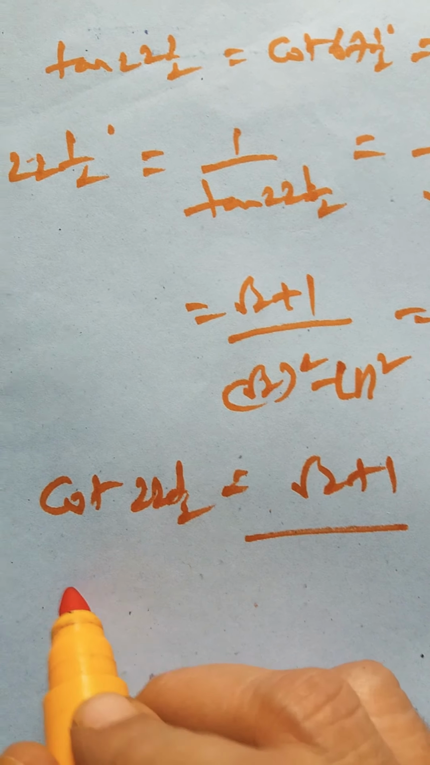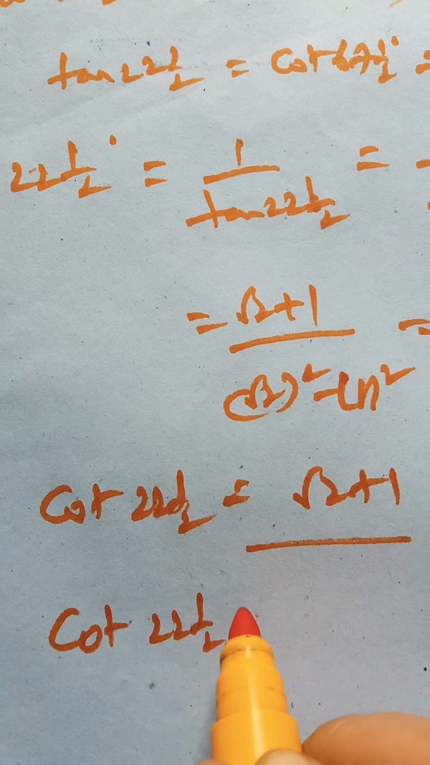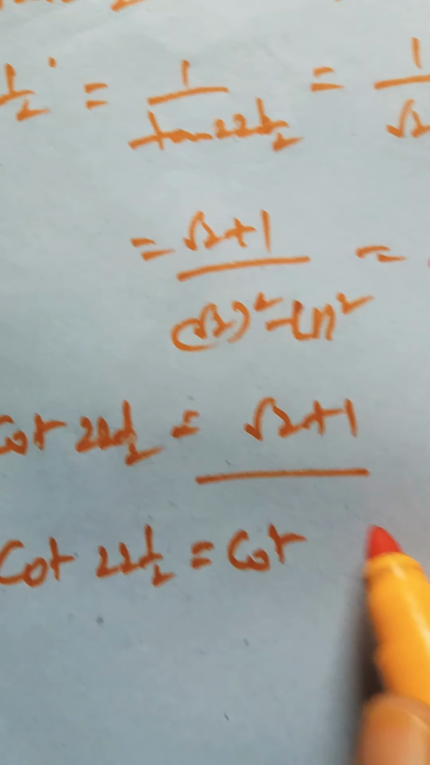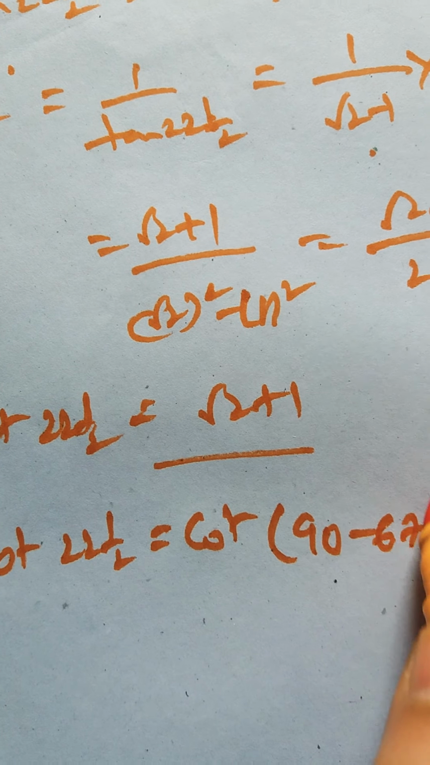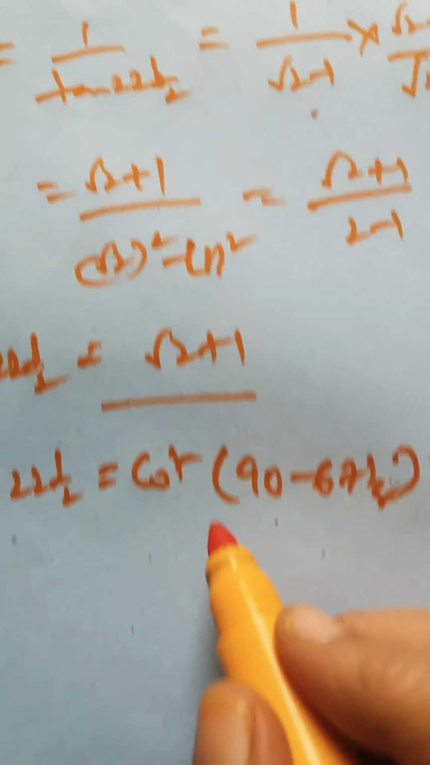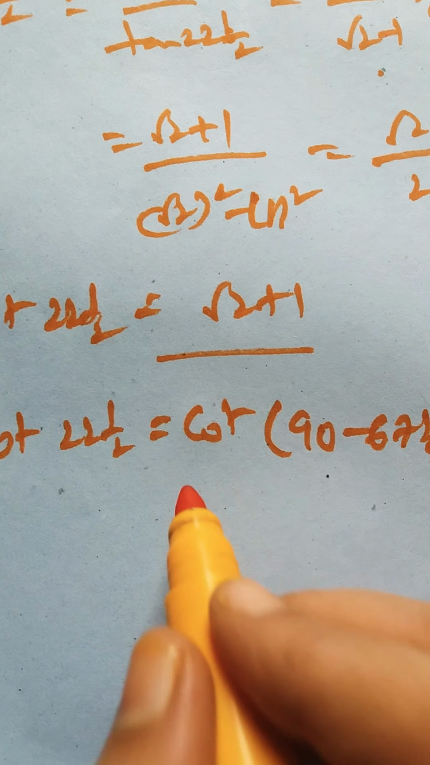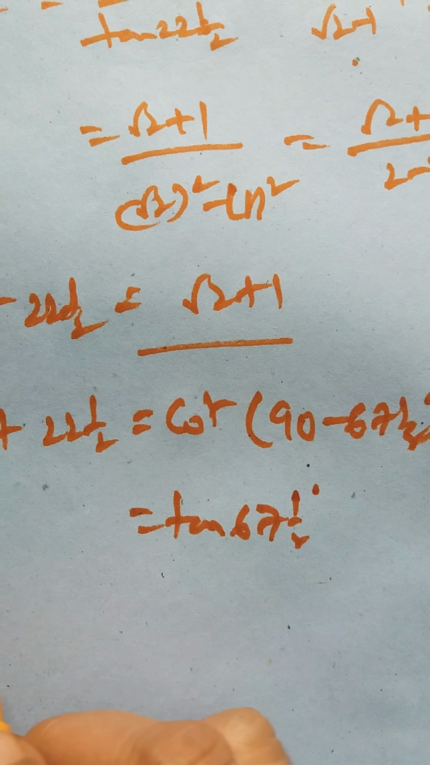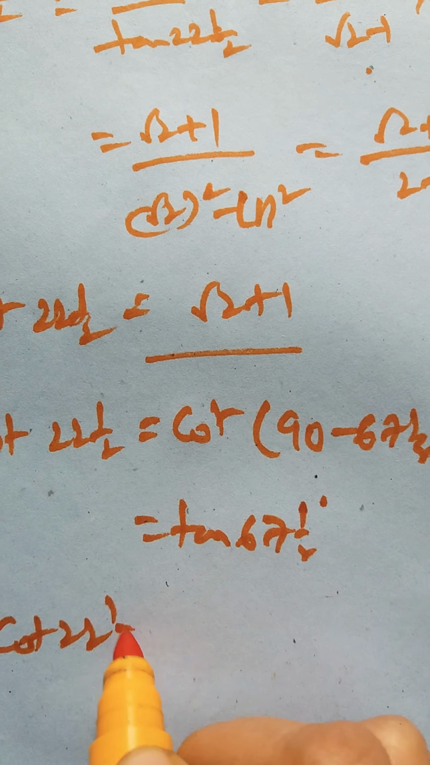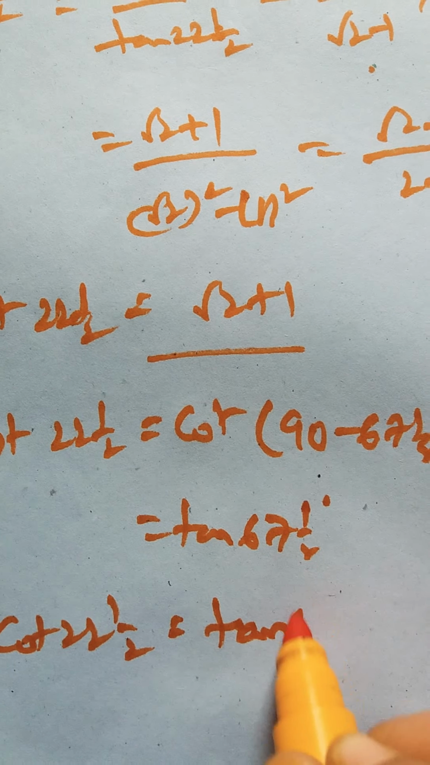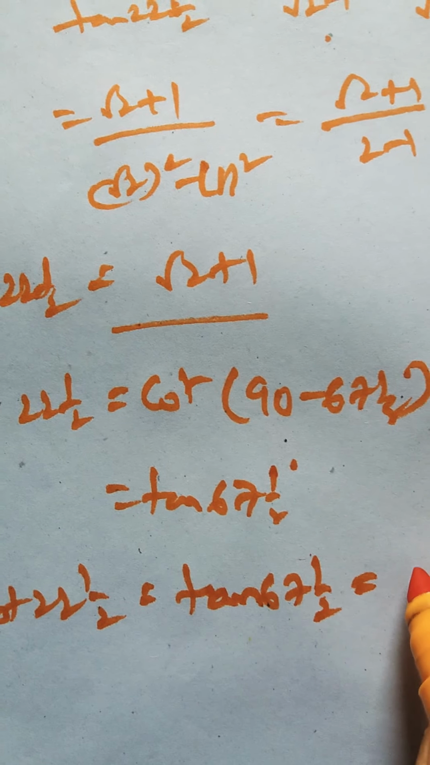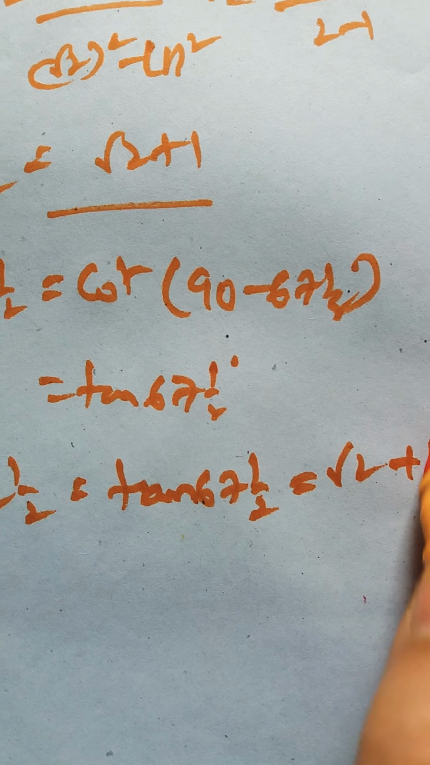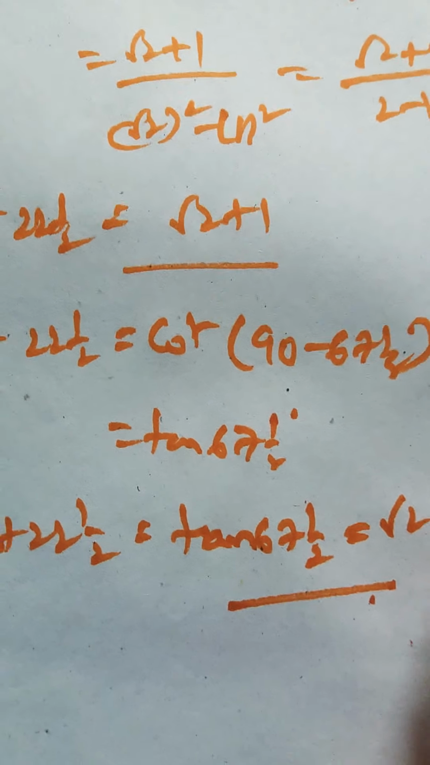But what is cot 22 and a half degrees? We can write cot 22 and a half degrees as cot of 90 minus 67 and a half degrees. Cot 90 minus theta is tan theta. So tan 67 and a half degrees. So we will get cot 22 and a half degrees is equal to tan 67 and a half degrees, whose value is root 2 plus 1.